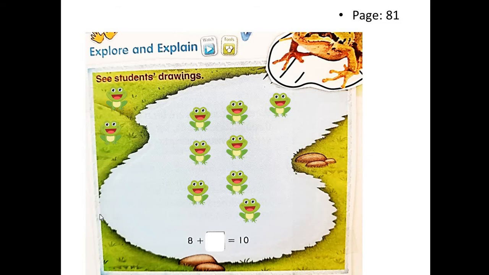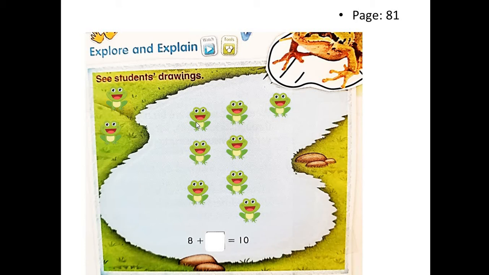In your book, page number 81, you can see this pond, right? And here we have many frogs. Can you see them? They are not in your book. They are only here. You can draw these frogs in your book, okay? So now let's count up how many frogs we have in this pond.